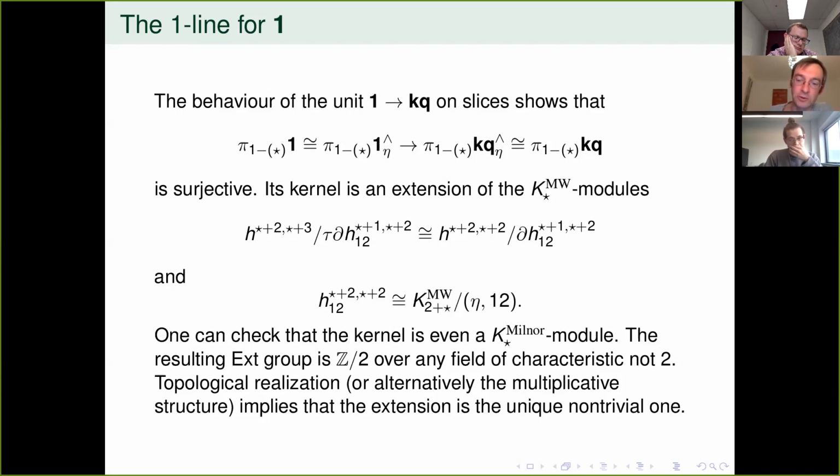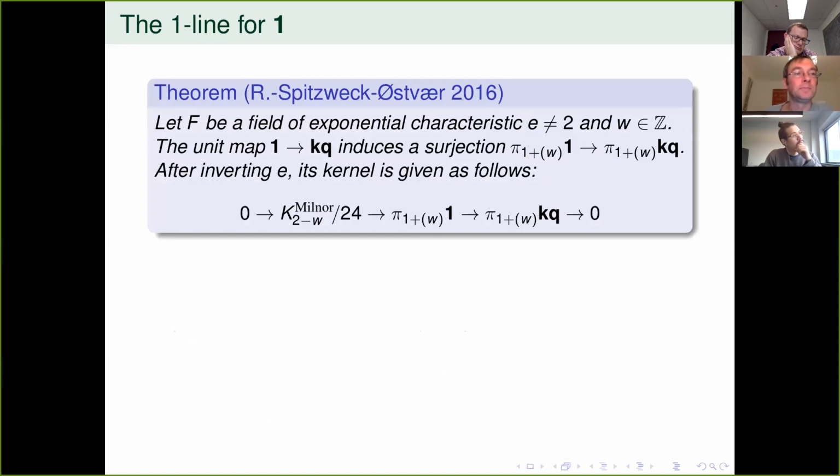If you like, you can also use the multiplicative structure in the slices if you do not want to appeal to a realization functor, just as an extra information. So what we get as a theorem is this computation of pi 1 for the sphere. The unit map gives us a surjection on pi 1 from the sphere to little kq. And at least after inverting the exponential characteristic, the kernel is Milnor K3 mod 24.